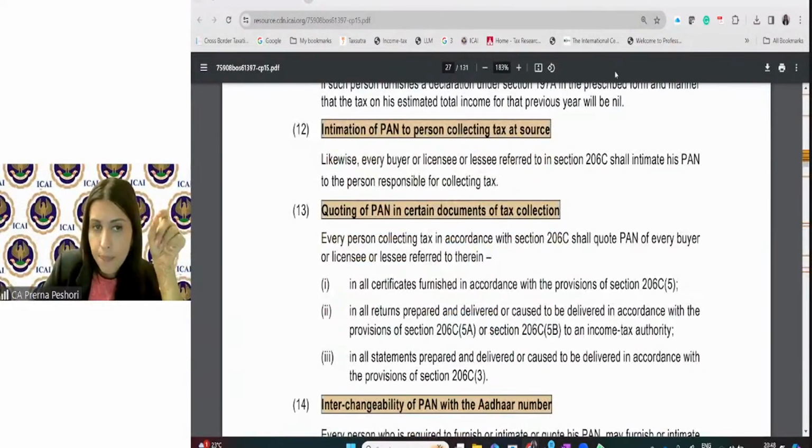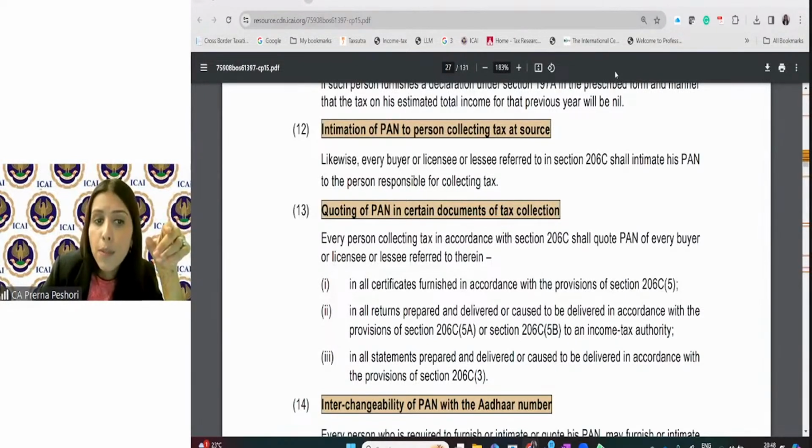Now, for example, you have the TDS and TCS statements, and the TDS and TCS certificates which are given. There also the PAN needs to be quoted. In case you do not have PAN, you can also provide the Aadhar number. Also, in the case of cash deposits, it's the bank's responsibility to ensure that the PAN quoted is correct and authenticated. Right? In case of opening a bank account, again, it's the bank's responsibility to verify that this is right.